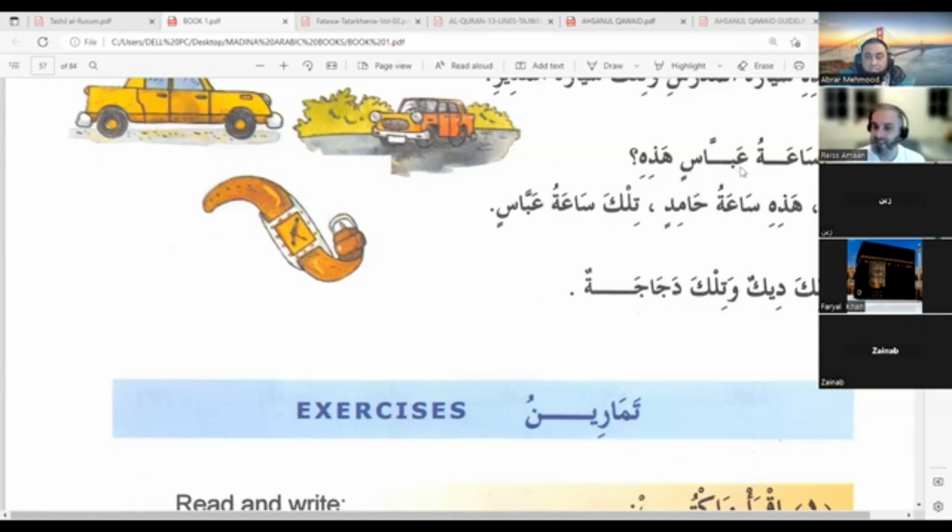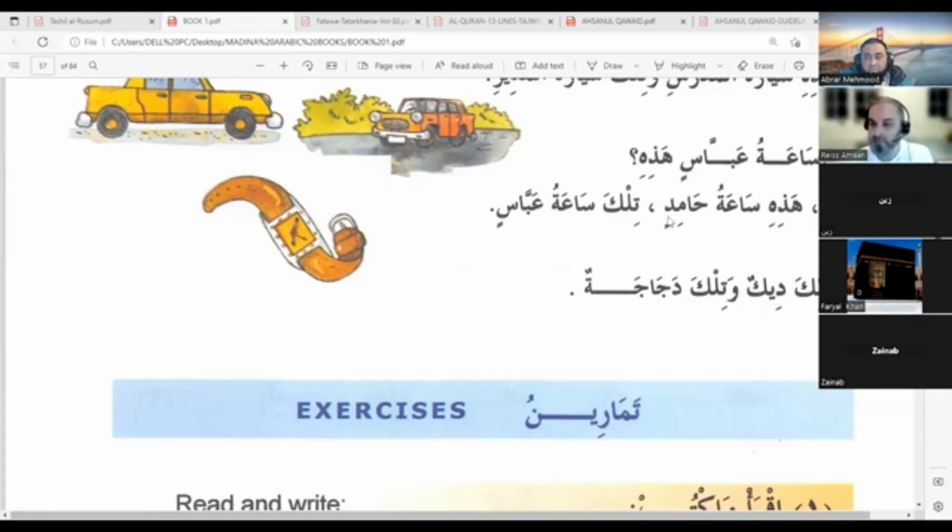The question mark is here. Is this watch Abbas's? Yeah, Abbas's watch, yeah. La, hazihi sa'atu Hamidin. Tilka sa'atu Abbasin. La, no.